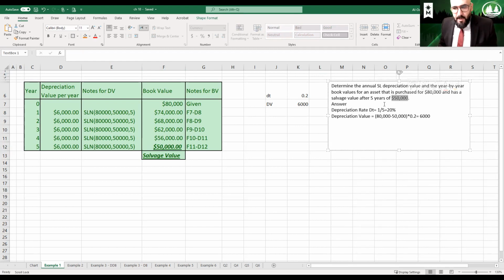All right, so that's about the straight line. What we've learned so far is that the asset will reduce in value by a fixed amount, as you see, 6,000 in this example. And in order to find the book value for an asset, we subtract the depreciation from the previous book value, which is 80,000 minus 6,000, or 74 minus the 6,000, until you come up with the salvage value in the last year of 50,000.